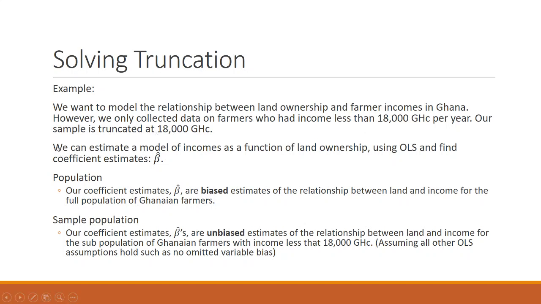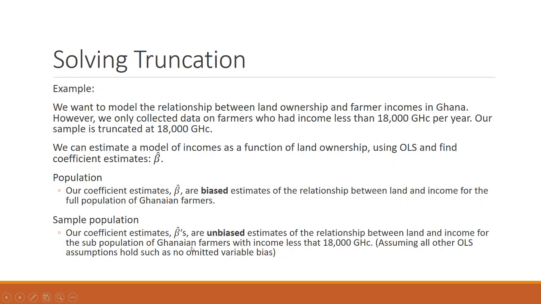So we can estimate a model of incomes as a function of land ownership using ordinary least squares, OLS, and find coefficient estimates beta hat, our coefficient on land. Now if our goal is to get a coefficient estimate that will tell us the relationship between land and income for the full population of Ghanaian farmers, the coefficient that we estimate using ordinary least squares will be biased. It will be a biased estimate of the relationship between land and income for the full population of Ghanaian farmers.